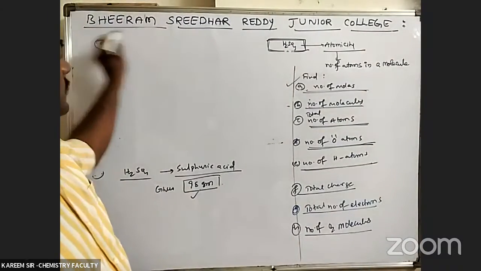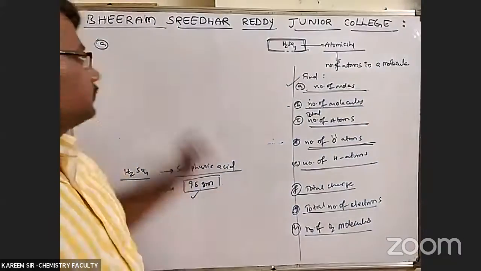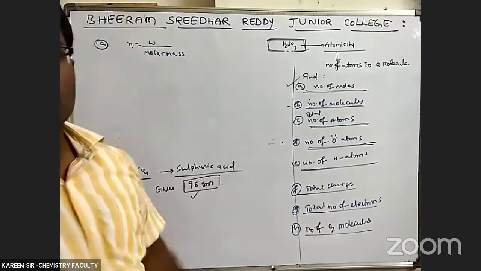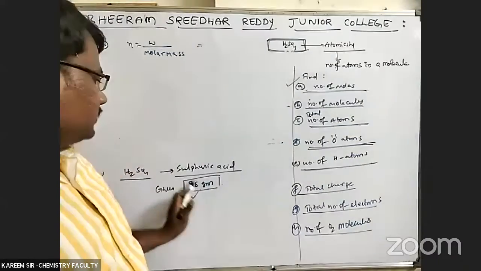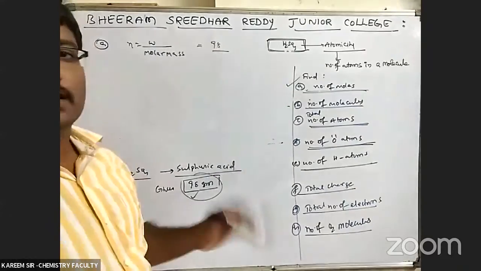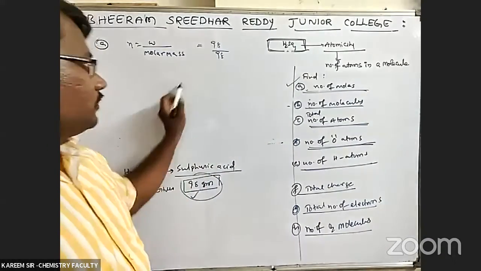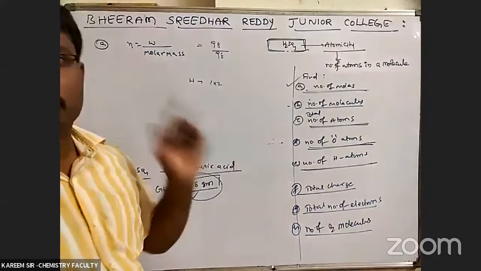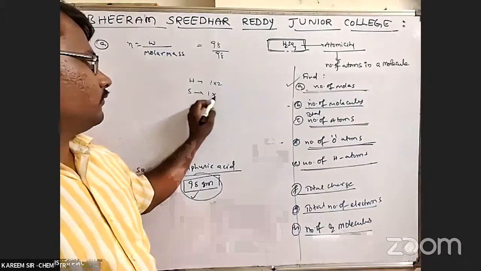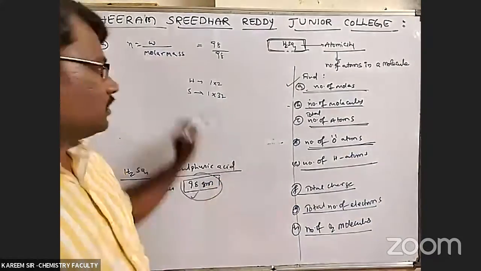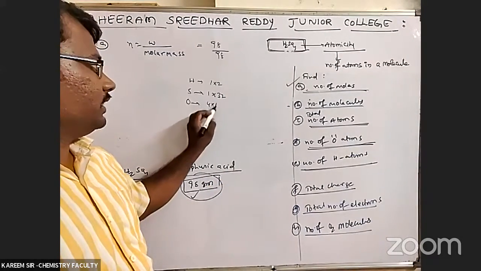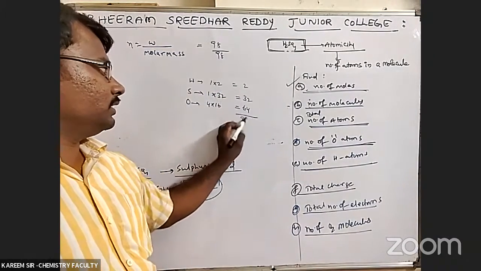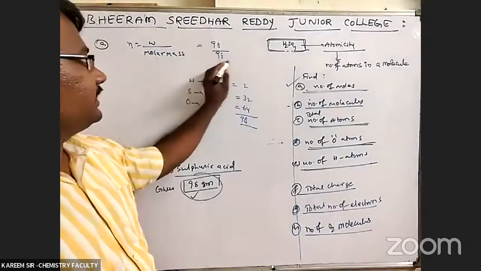First answer, we find the number of moles. Simple. Number of moles is given mass by molar mass. Given mass is 98 grams. Molar mass of H2SO4: hydrogen 1 into 2, there are 2 hydrogens; sulfur 1 into 32; oxygen, 4 oxygens into 16. This is 2, this is 32, this is 64. Totally 98. So 98 is the molar mass.